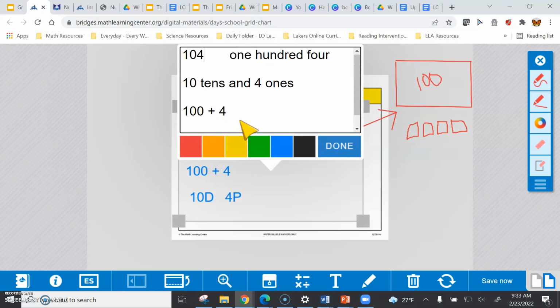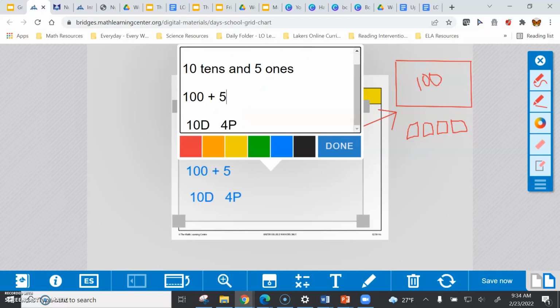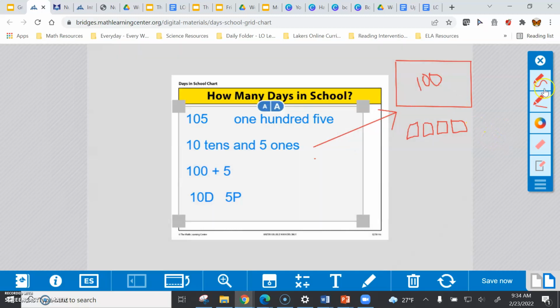And I hope you're seeing patterns here. 105 is three numbers, not 1005. It's not four numbers, it's three numbers. 105, 10 groups of 10, 5 ones, and it's 100 plus 5. And finally, we have 10 dimes and 5 pennies. Then we will add one more cube to make 105.